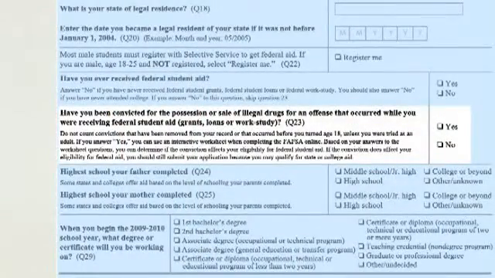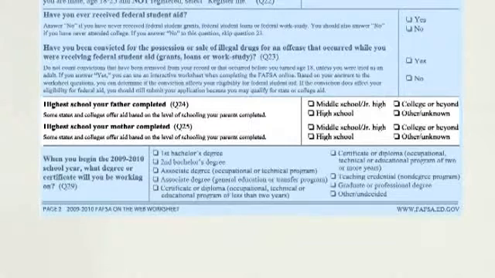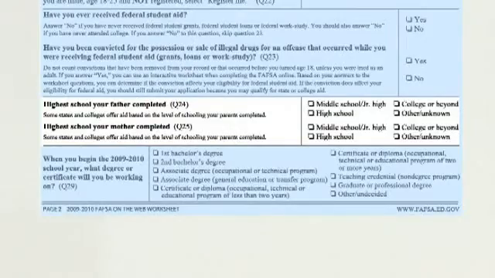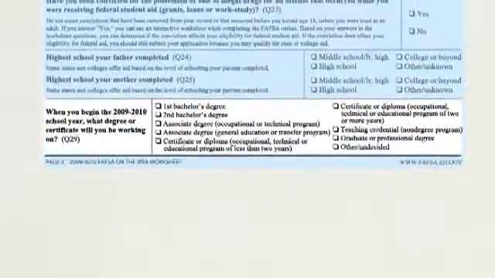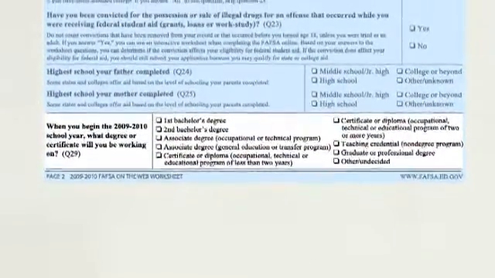On questions 24 and 25, mark the highest level of schooling your parents completed. If you don't know, mark Other/Unknown. Why does it matter what level of schooling my parents completed? Some colleges offer special assistance to students whose parents have never completed any college, so that's why the question is here. Question 29, at the bottom of the worksheet, asks what degree you'll be seeking in college.